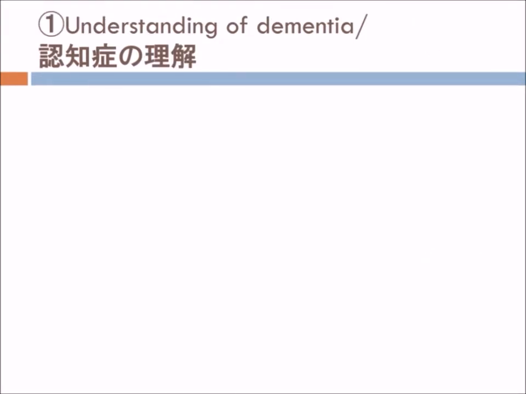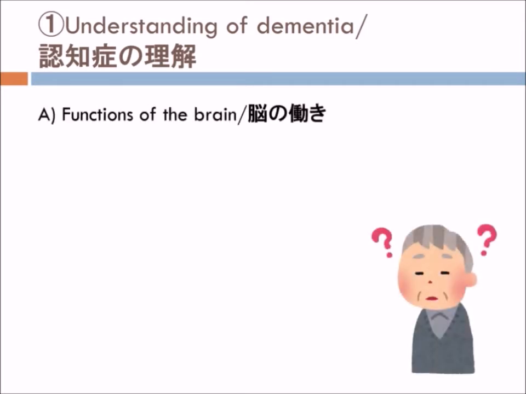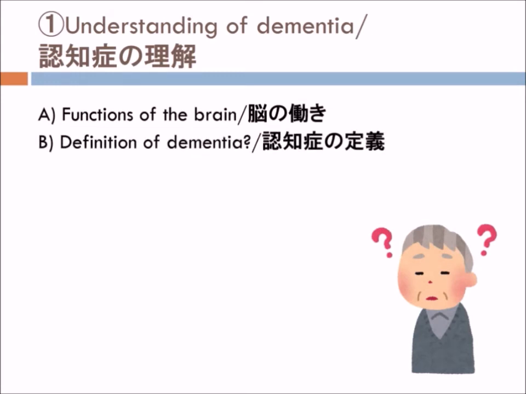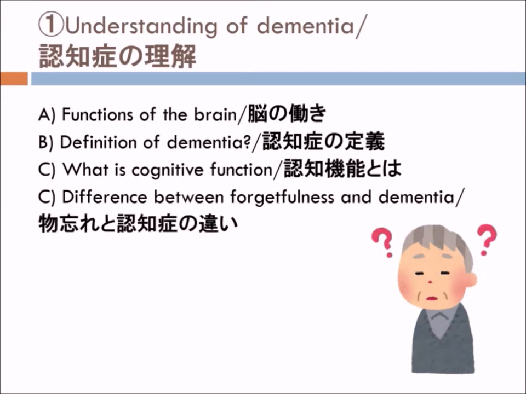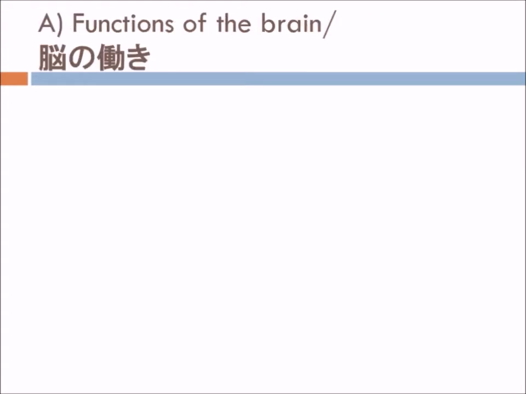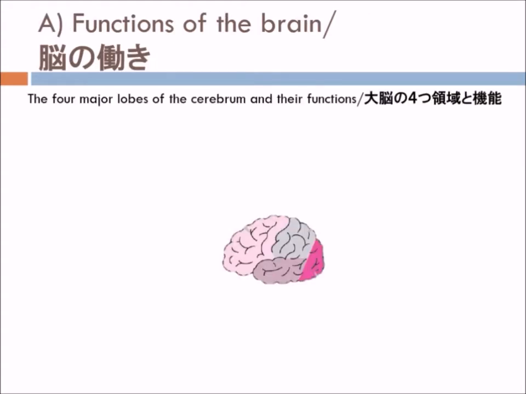1. Understanding of dementia. There are 4 parts. Functions of the brain. Definition of dementia. What is cognitive function? Difference between forgetfulness and dementia. The four major lobes of the cerebrum and their functions.